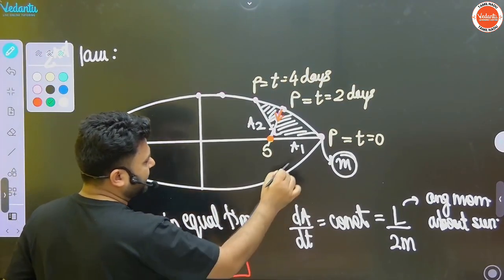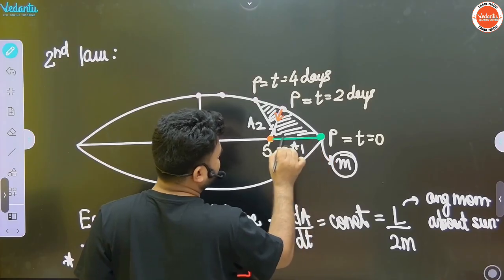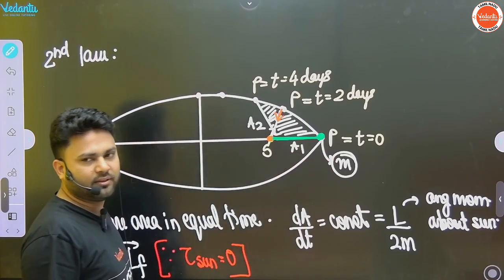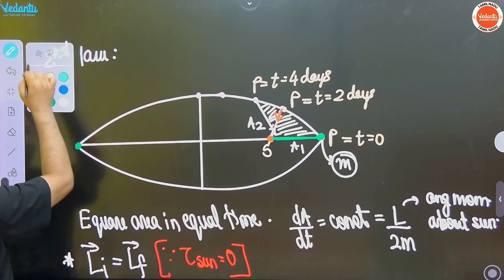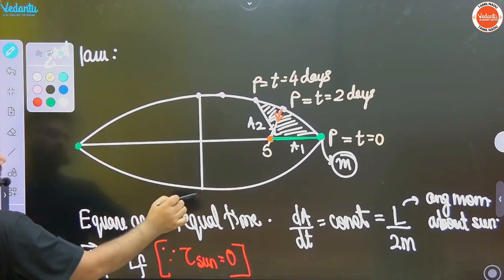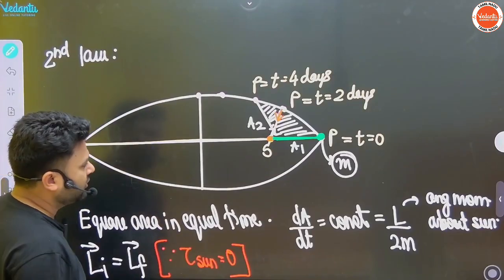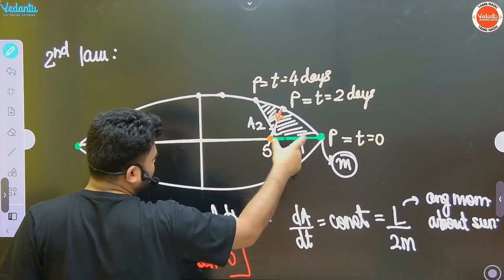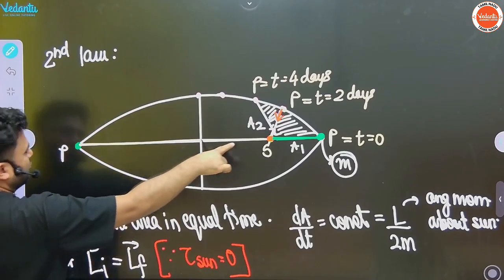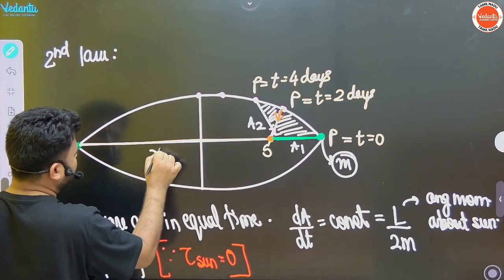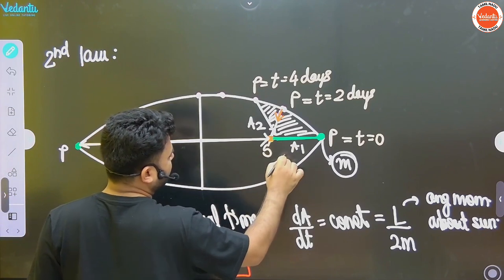Suppose this planet is here. Always remember, this is the sun, and this is the nearest point. So the distance from the sun is R nearest. And what is the farthest point? When the planet goes there, this distance is R farthest. From here to here is R farthest, because the planet is away from the sun. And when the planet is near the sun, the distance from here to here is R nearest.